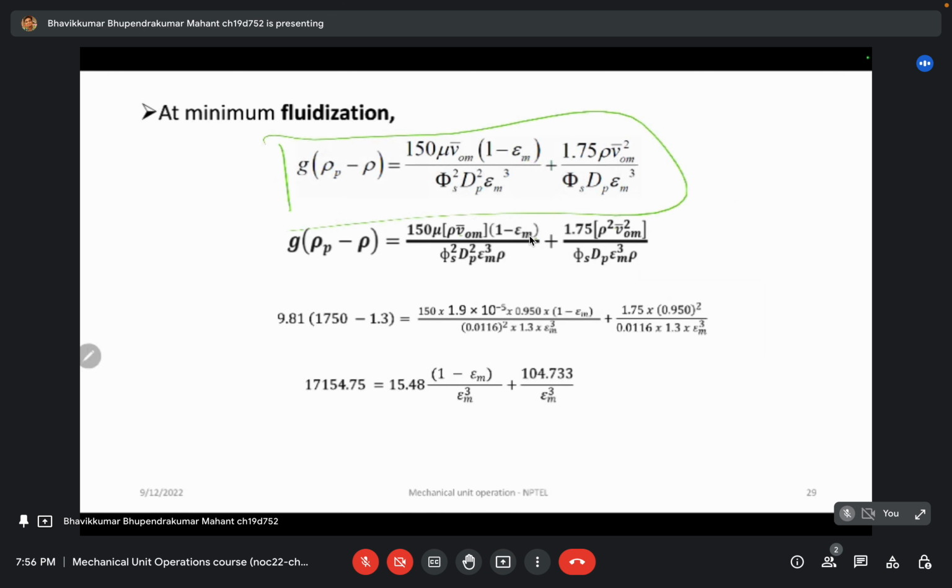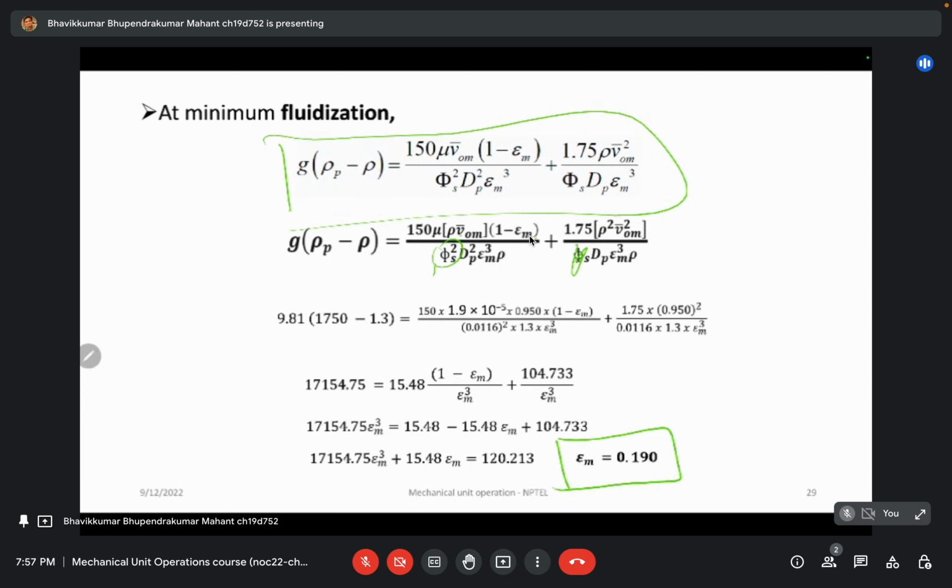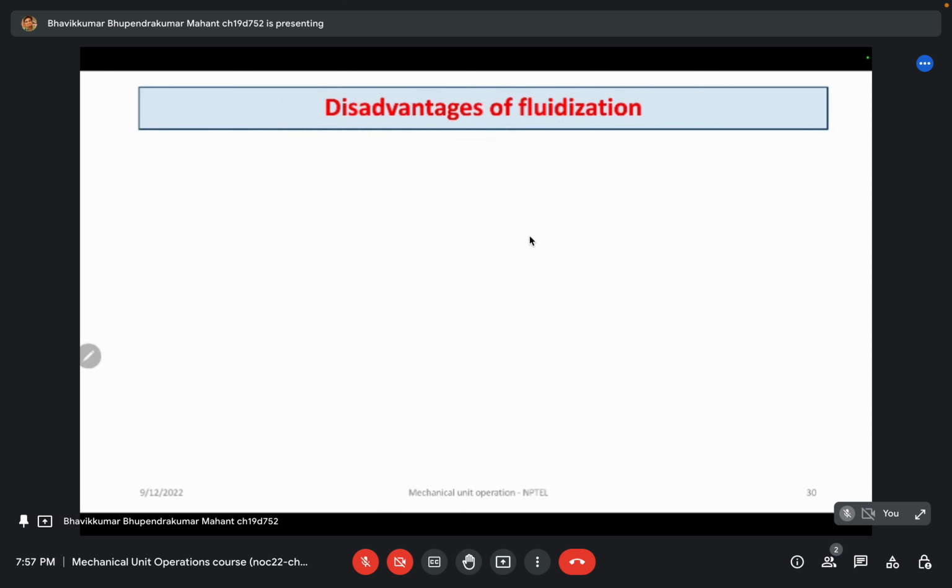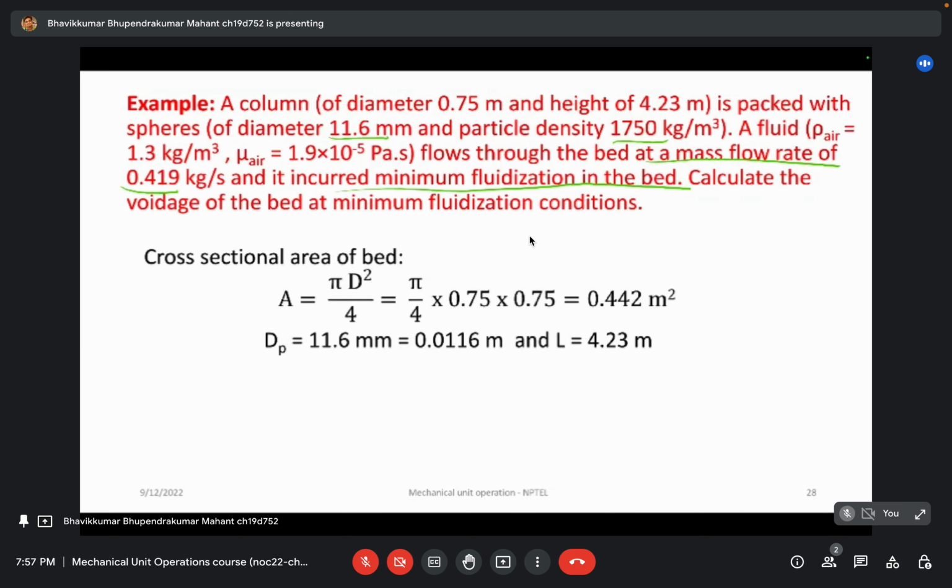Okay, so it is not very complex. You have rho, v m, G, and 1 minus epsilon m. Phi s dp: phi s is 1 because it is a sphere. Here it is also not considered, so you just need to substitute all the values. That's it, and then you will find a cubic equation in terms of epsilon m that you need to solve. At the end you will get the value of epsilon m as 0.190. They ask you to calculate the voidage of the bed at the minimum fluidization condition, so that's why you need to find the value of epsilon m.